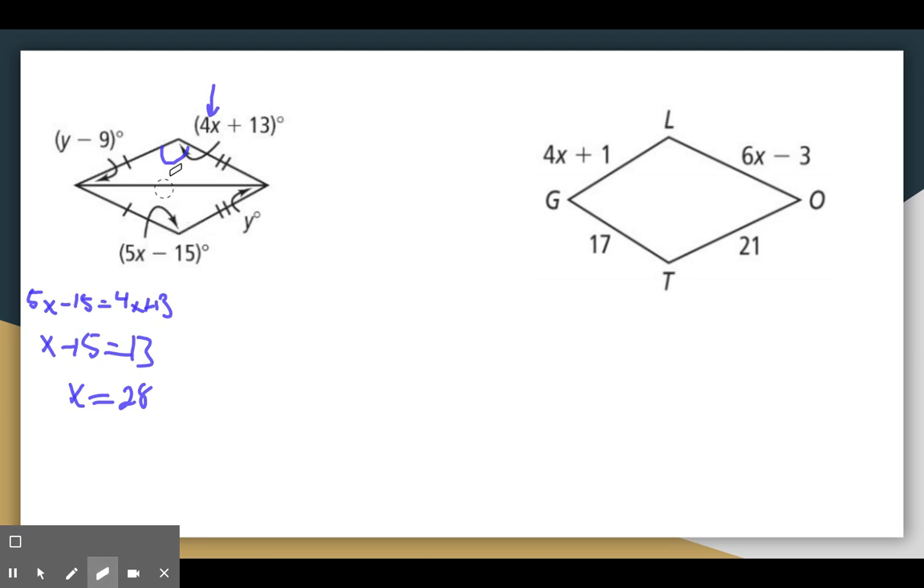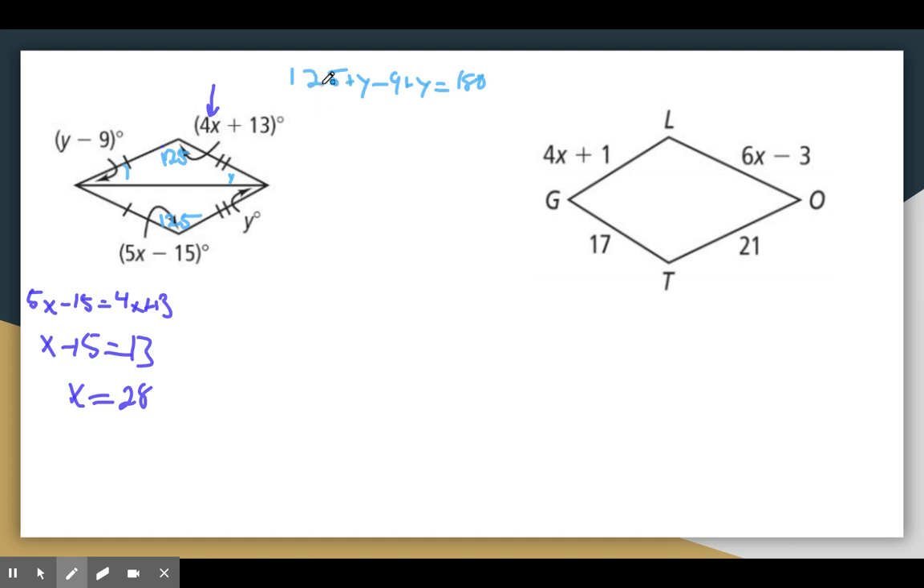So if I erase this, that's 125. This one's 125. If this angle is y, that means this angle is y. And again, now we have a triangle with 3 angles. So we could set that up as 125, that's that angle, plus this angle, which is y minus 9, plus this angle, which is y. And since it's a triangle now, that has to add up to 180.